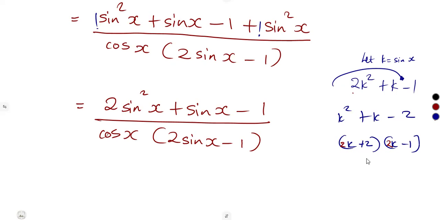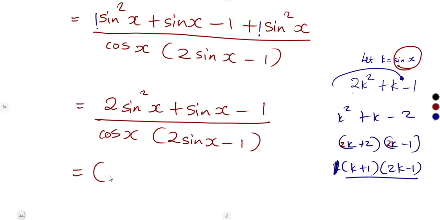Then we bring back our 2 in place of k, factorize where possible. The first bracket, 2 can be factored out. We remain with k plus 1. All right, the second bracket, nothing is common. So it's going to be like this, where k represents what? Sine of x. So it means you're going to have a bracket with sine of x plus 1 into what? 2k, where k is the sine of x. So it's 2 sine of x minus 1.